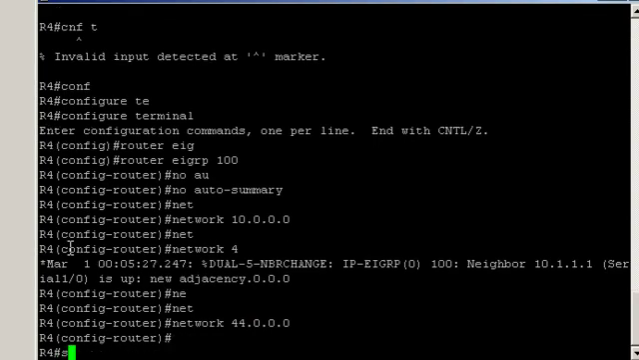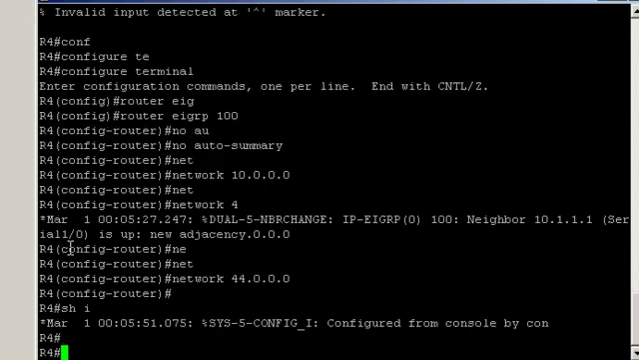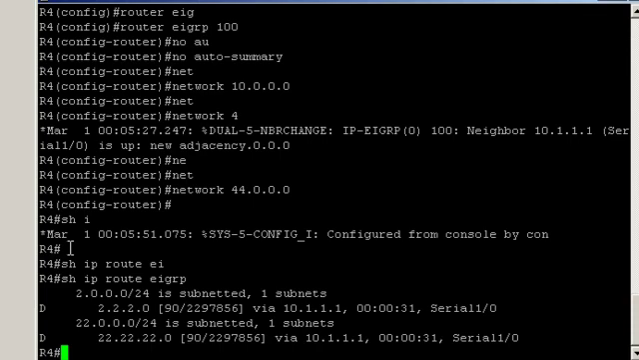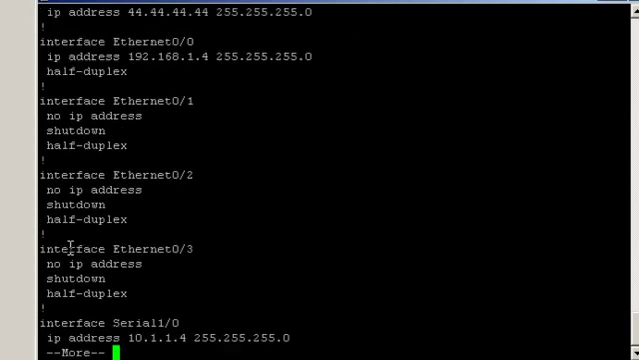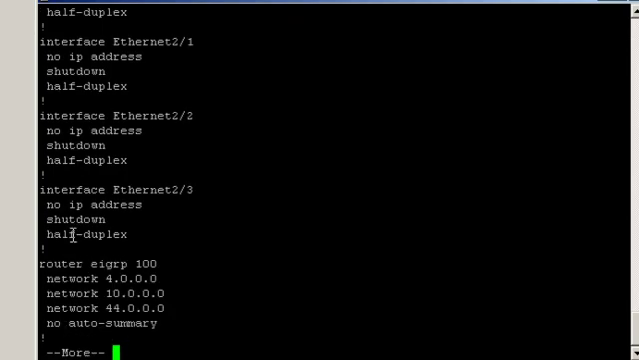Let's have a look at the IP routes. Show IP route EIGRP. And we only see the route from router 2. We should be seeing routes from router 3 as well. Let's try to troubleshoot that real quick. Show run. Okay, broadcast is enabled. Oh, of course.